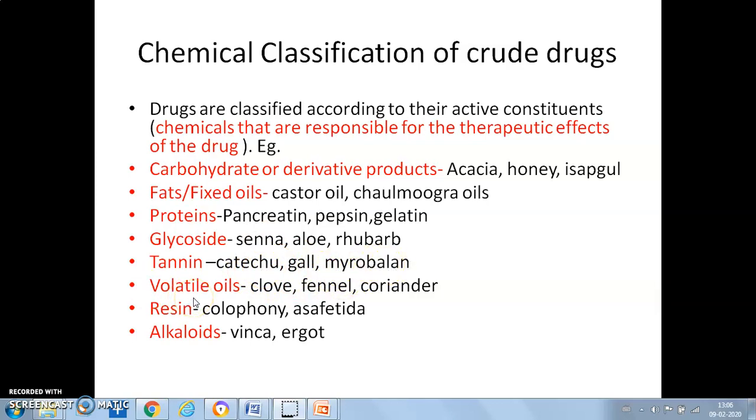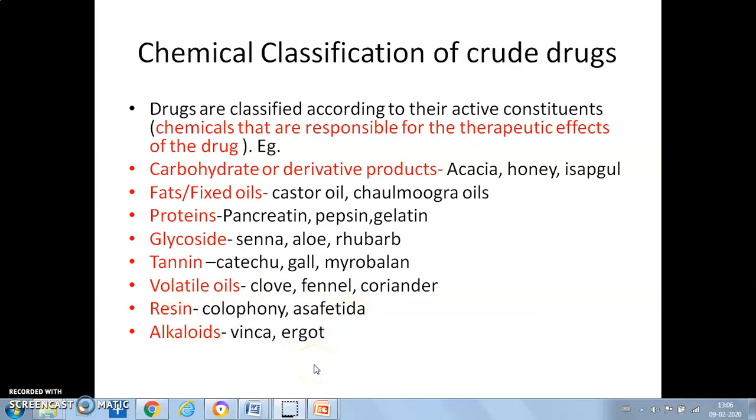Next is volatile oil containing drugs. Volatile oils are actually chemicals that are a mixture of different isoprene units and different terpenoids, and they evaporate at room temperature. They are essential for the plant to attract insects for pollination. Examples of this category are clove, fennel, coriander. Resins are another kind of terpenoid that consist of isoprene units along with some other substances. Examples of this category: ginger, colophony, asafoetida.